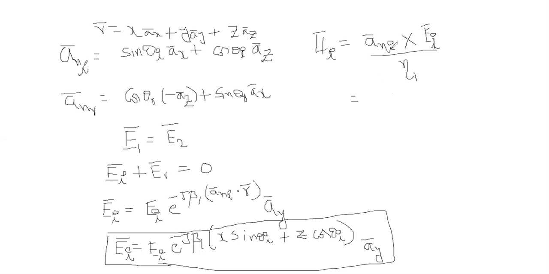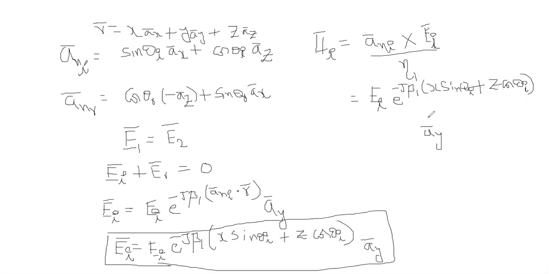Now I take the EI bar and apply the cross product with ANI. Take it as EI into e power minus j beta 1 into, what is the power, x into sine theta I plus z into cos theta I. Carefully observe, my dear students. And here there is an AY bar.